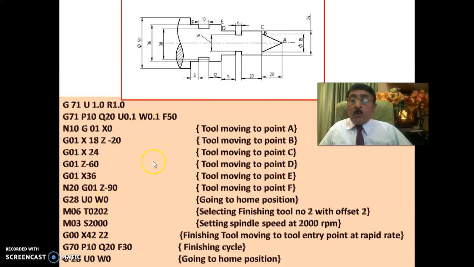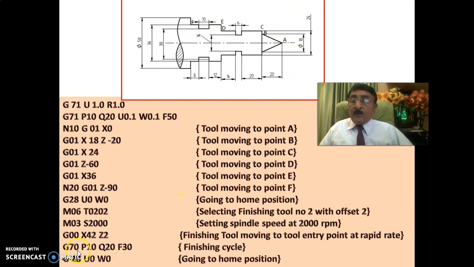Now the roughing tool will go, and the finishing tool, tool 2, will come, and the speed will be increased to 2000. The tool will come rapidly to X42 Z2. See here, up to 36 it is already cut. X42 Z2 means you are in the safe position.